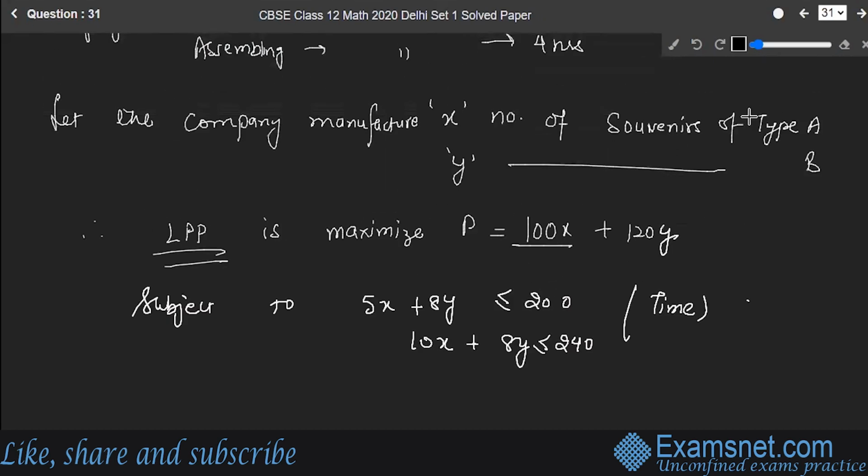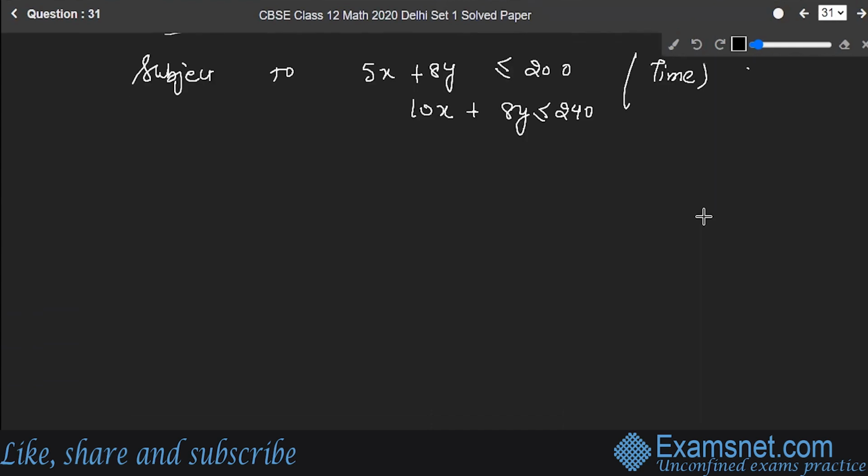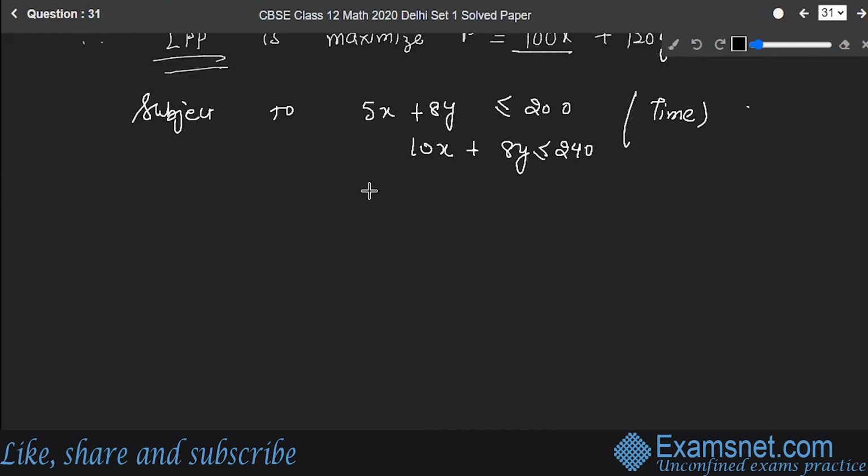3 hours and 20 minutes is equal to 3 into 60 plus 20, which is equal to 200 minutes. And 4 hours is equal to 240 minutes. So the total time for cutting for type A, that is 5x plus 8y, should be less than 200, and for 10x plus 8y should be less than 240. Okay, these are the two inequalities where x and y, of course, are greater than 0.